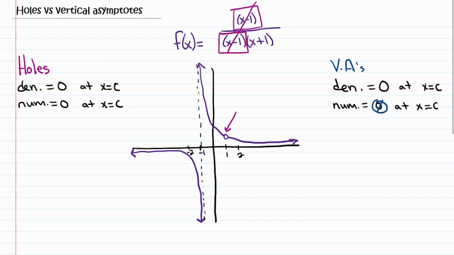For the vertical asymptote, we have a value in the denominator, x plus 1. There's no value to cancel this out with in the numerator, so this is a vertical asymptote at x equals negative 1, right here.